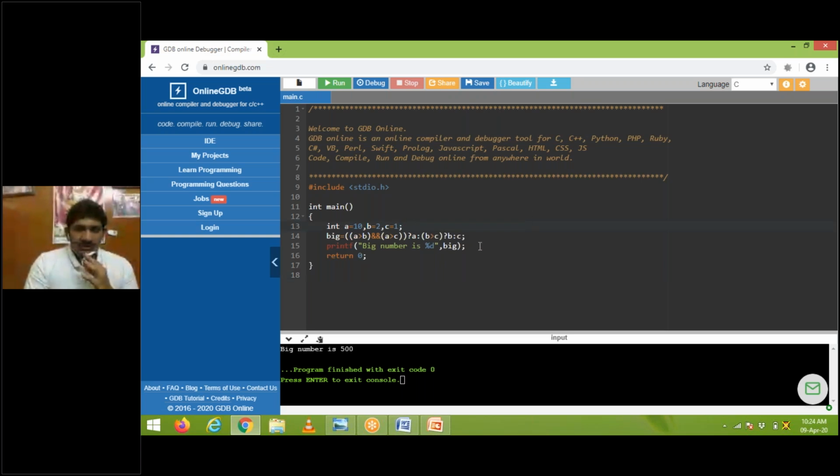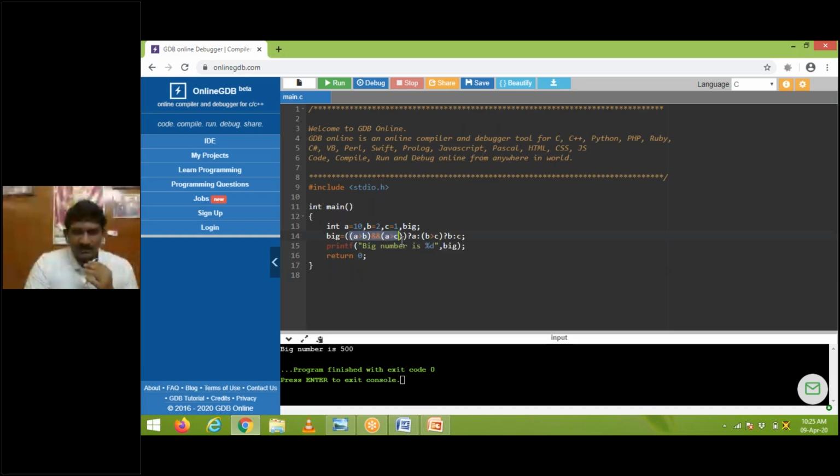Okay, so someone is asking a question. Before going to that question, first we'll see the program. Int a equal to 10, b value 2 and c value 1. If the biggest number is equal to big, that means I have to declare one variable big here.